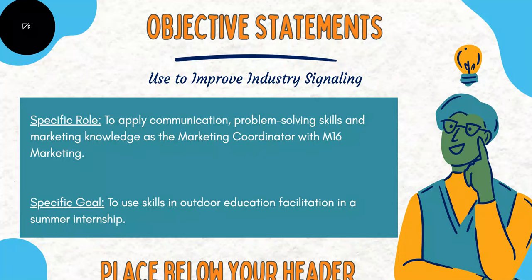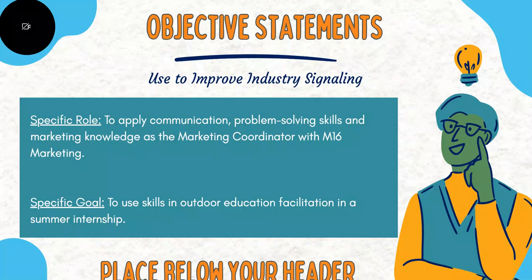So the first one is a specific role. To apply communication and problem solving skills and marketing knowledge as the marketing coordinator with M16 Marketing. Because this resume will include the title of the role and the title of the employer, those are additional keywords that'll help improve industry signaling and could help improve the applicant tracking system score.